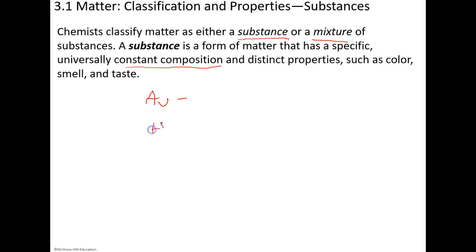All right, water is another example of a substance. It doesn't have to be a particular atom. It could be an actual molecule. Water is clear. It really has no taste, no smell, and so forth and so on.